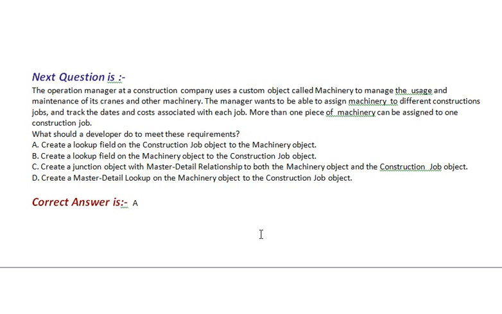Option A, create a lookup field on the construction job object to the machinery object. Option B, create a lookup field on the machinery object to the construction job object. Option C, create a junction object with master detail relationship to both the machinery object and the construction job object. Option D, create a master detail lookup on the machinery object to the construction job object. The correct answer is option A.